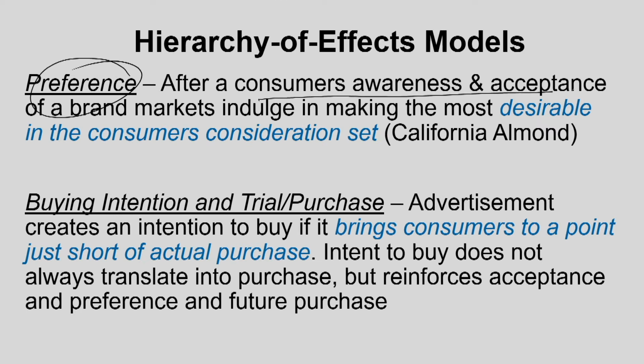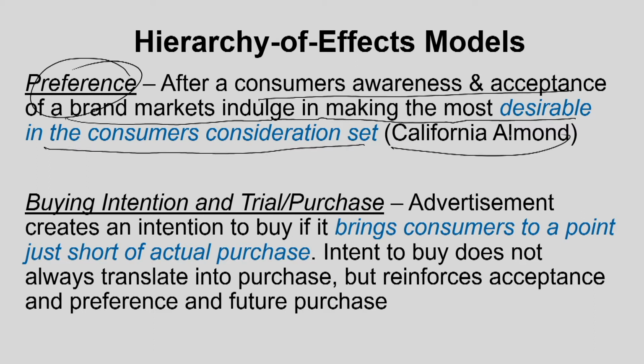Now, after a consumer's awareness and acceptance of a brand, marketers indulge in making the brand the most desirable in the consumer's consideration set. Not only would the consumer be aware of the product and accept it, consumers will prefer it over other brands, and only then is an ad successful. So, I have written here California Almond: two almond companies are coming in, ads for two companies.